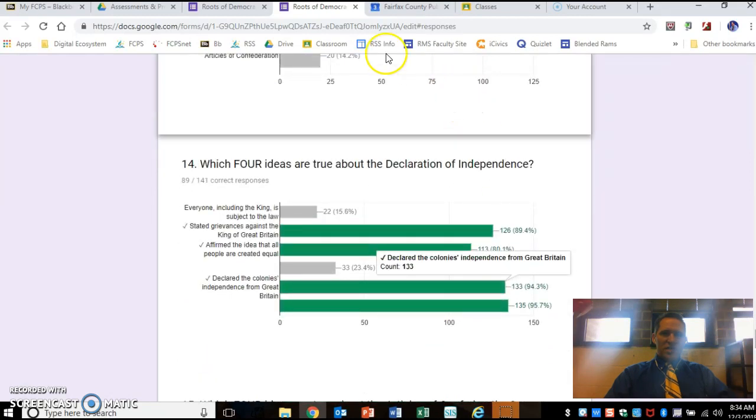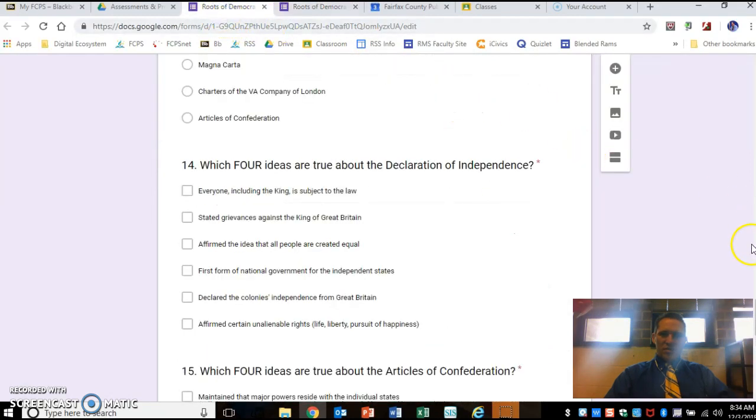All right, number 14, I'm going to go over to this document to show you number 14. The correct answers to this one are the second one, the third one, the fifth, and the sixth. So Declaration of Independence, grievances against the king, that's what it is. It's an argument, a complaint about how they're being treated. All affirm the idea that all people are created equal, even though it said all men are created equal. Declared colonies' independence, and unalienable rights of life, liberty, pursuit of happiness. Okay. Those are the 4 things.